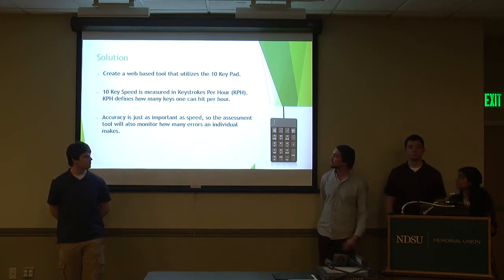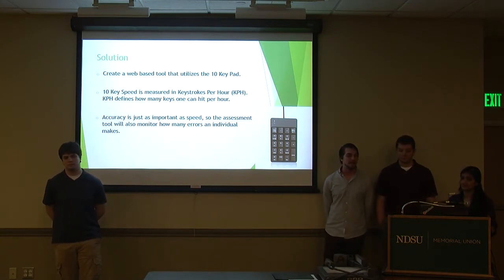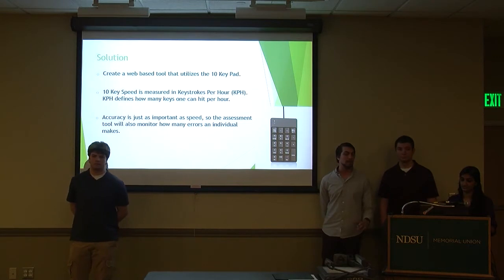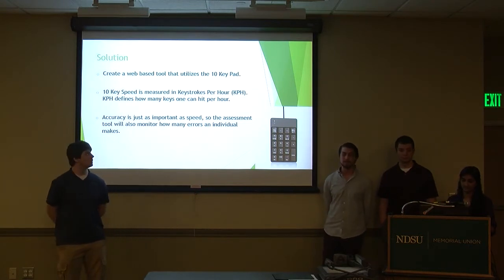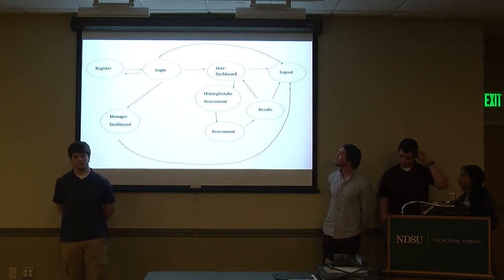So this assessment calculates KPH and also accuracy, and accuracy is determined by how many keystrokes a user can enter, as well as how many errors the individual makes on the assessment. So the solution we came up with is, this is a flow of what it would look like.